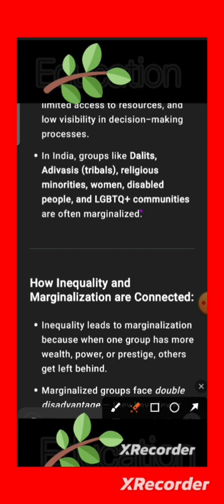Transgender and LGBTQ plus community: often not accepted by families or society, they struggle to find jobs, housing or even legal rights. Persons with disabilities: many places are not accessible, for example, no ramps or elevators. Stereotypes about their ability prevent them from getting jobs or education.